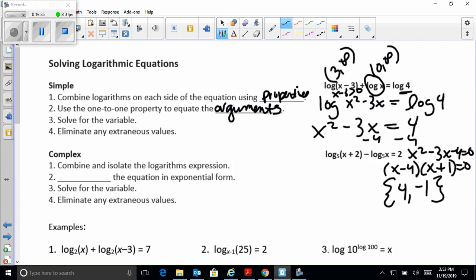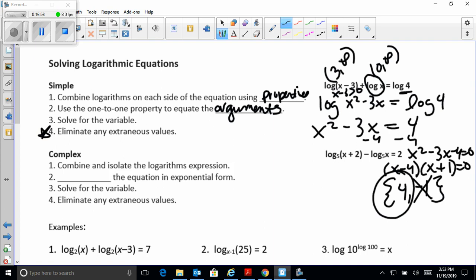So looking at those, are there any that won't work? Well, yeah, the -1 is not going to work. 4 fits in both of those. It's greater than 3 and it's greater than 0. So that is the only solution. So that's the extra step here. You have to eliminate things that can't possibly be answers.